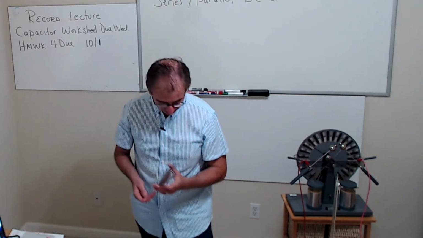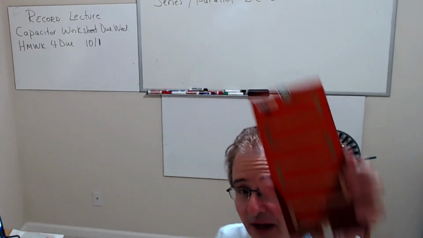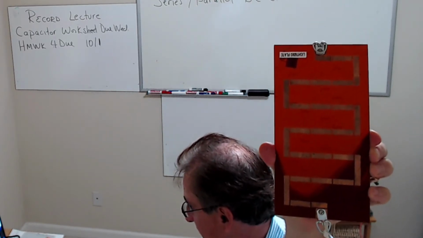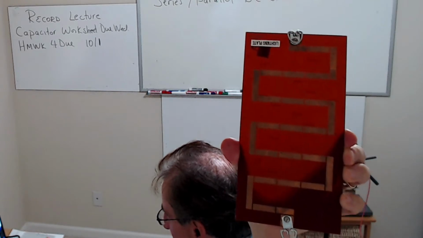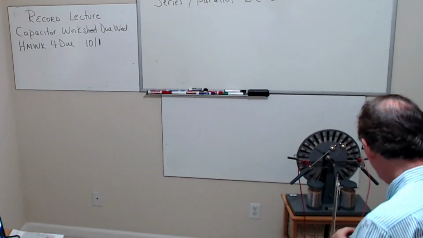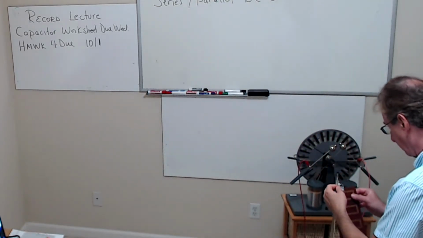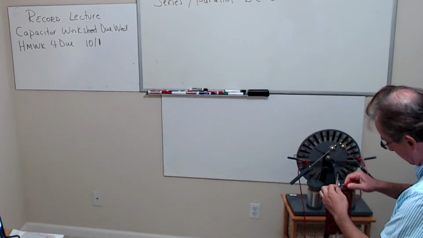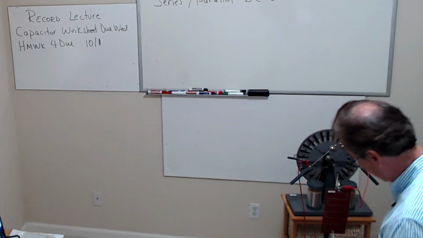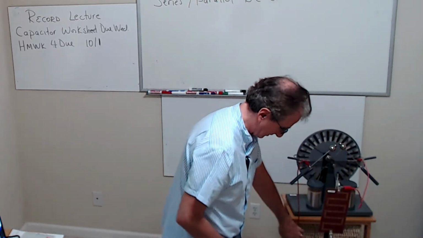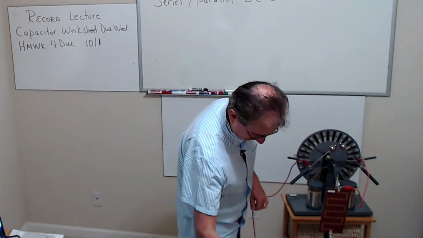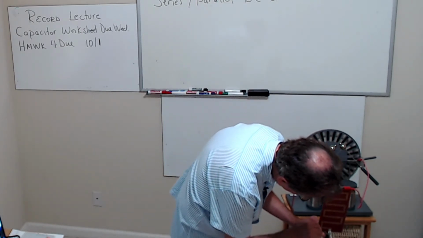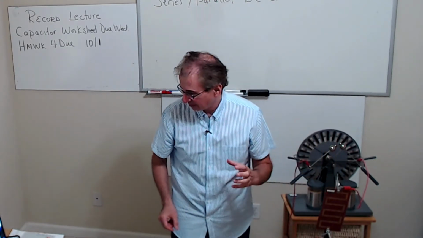Okay, so I have this printed circuit board, and it has gaps in it. I don't know if you can see the gaps in the printed circuit board. So what I'm going to do is use this Wimhurst generator to apply a large voltage between the ends of this printed circuit board. And maybe let me dim the lights a little bit.